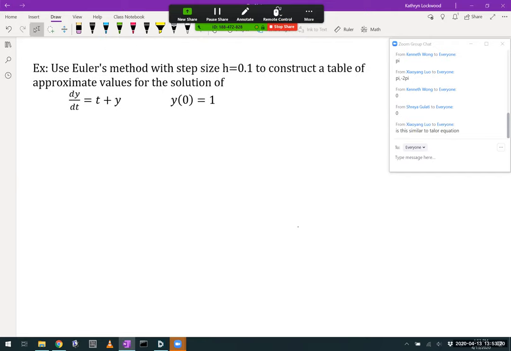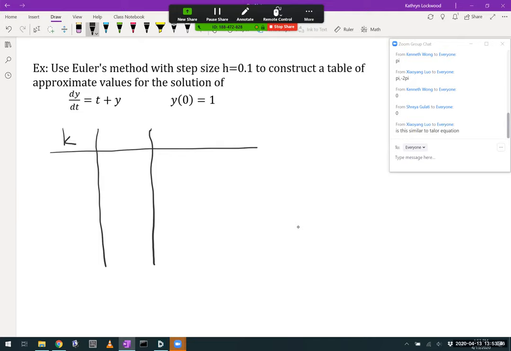All right, so let's finish the one we were starting with, where we had dy by dt equal to t plus y. An initial condition y of 0 equal to 1, and I'm going to choose a time step of 0.1, so a fairly small h value. Let's set up a table of approximate values for the solution to this differential equation. For each one, we're going to figure out what k is, what step we're on, the time, and the approximate y value.